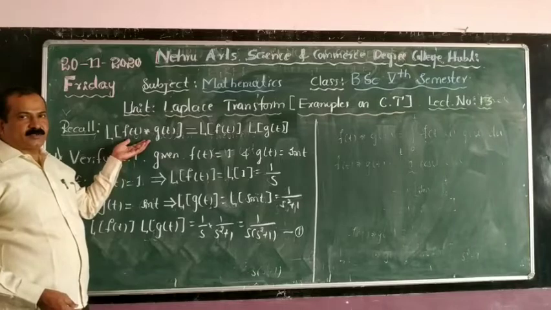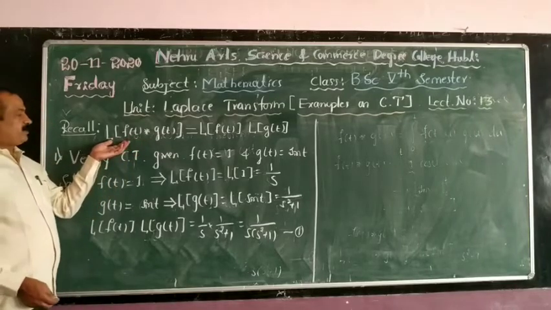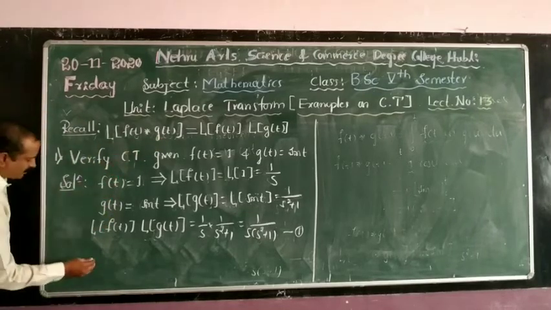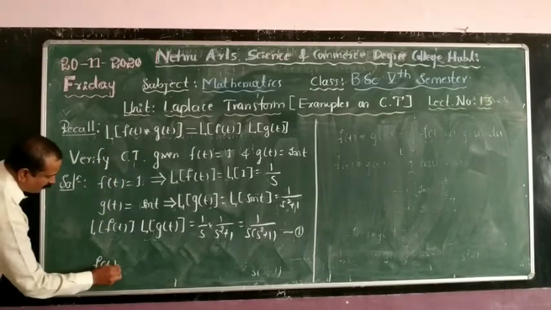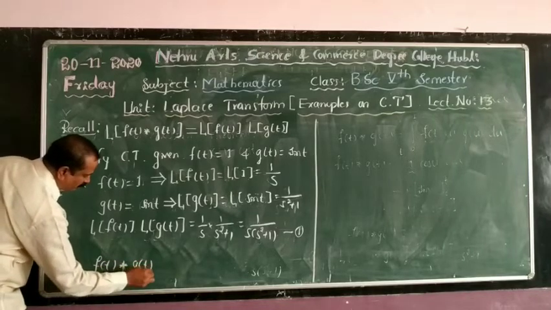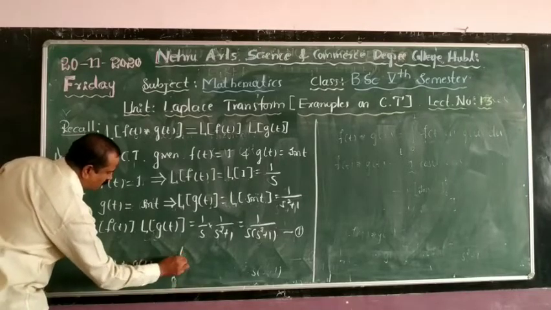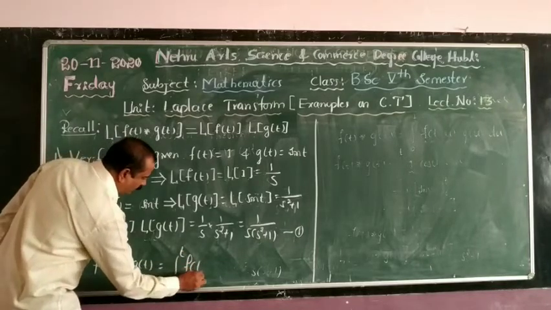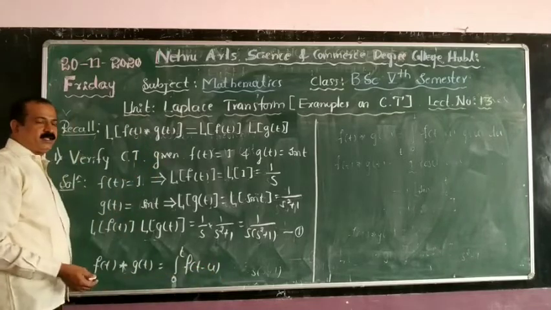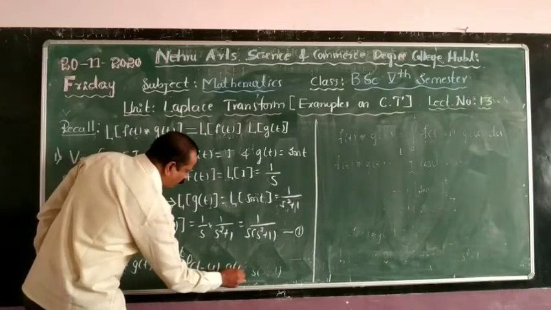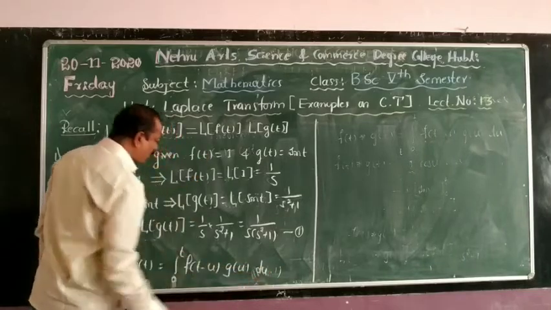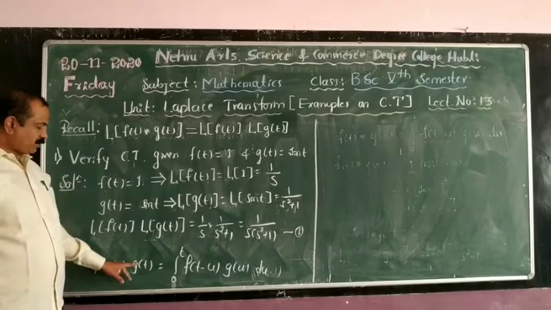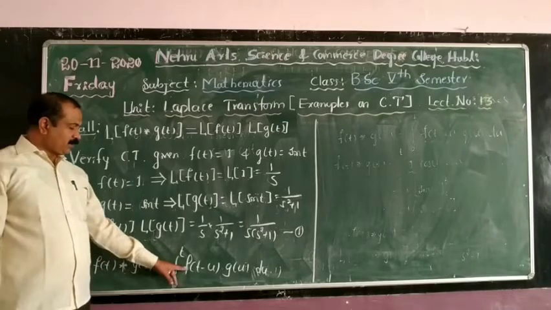Now our work is to find L of f of t star g of t. For that, first we take f of t star g of t. By definition, you may write integration from 0 to t, changing t in f of t minus u, and g of t is written as g of u, the whole thing with respect to u as du. So f of t star g of t is equal to integration from 0 to t, f of t minus u into g of u du.